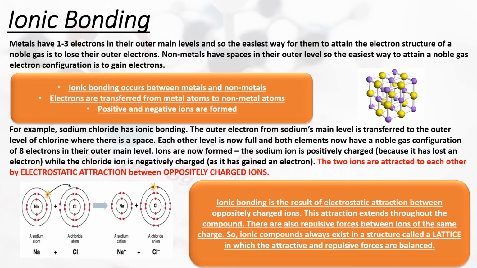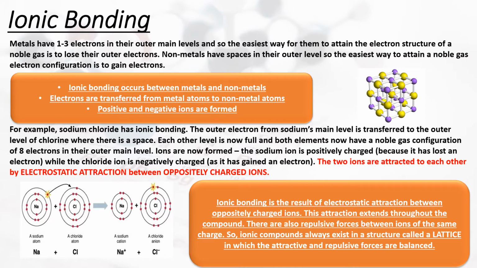So firstly, to look at ionic bonding, metals tend to have 1 to 3 electrons in their outer main levels. We're thinking about metals from groups 1, 2 or 3, and the easiest way for them to attain the electron structure of a noble gas, that very stable electron structure of a filled outer shell, 8 electrons, an octet, is to lose those outer electrons, because there's only a couple of them.